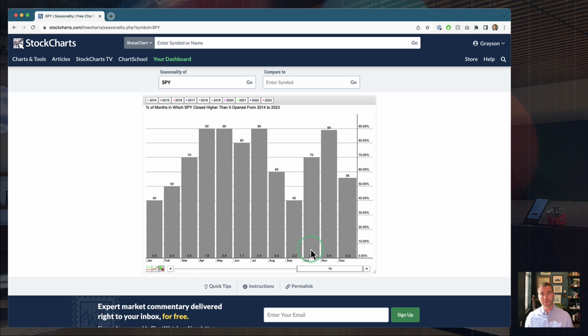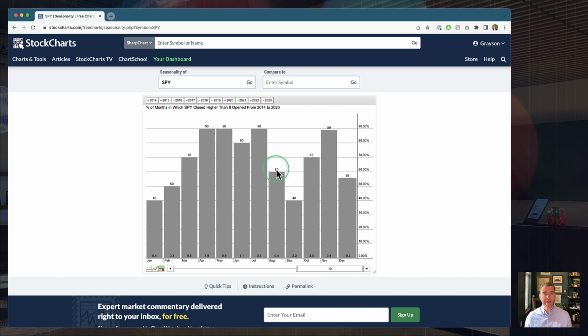So if we take a look, for instance, at September, because there's been so much talk about the historical weakness of the market in the month of September, we can see that at the very top, we have a 40 on that bar. What that means is that over the last 10 years, SPY has increased in price in the month of September only 4 out of the 10 times, or 40% of the time. So if you think about this in the reverse, typically 60% of the time, SPY has gone down in the month of September. SPY has been a gainer only 40% of the time in September.